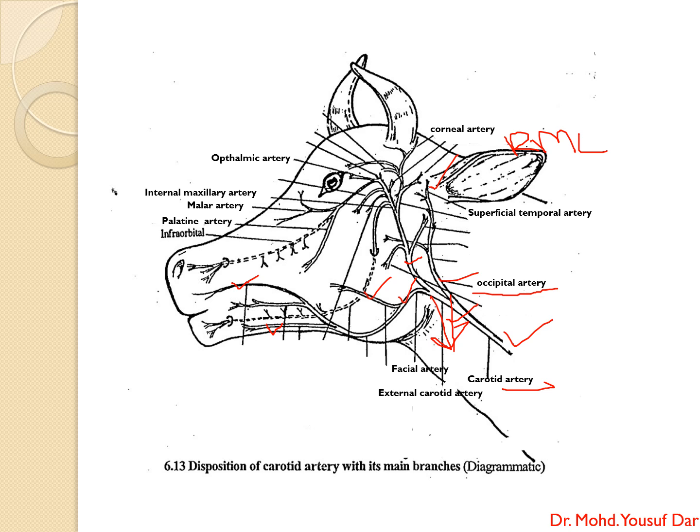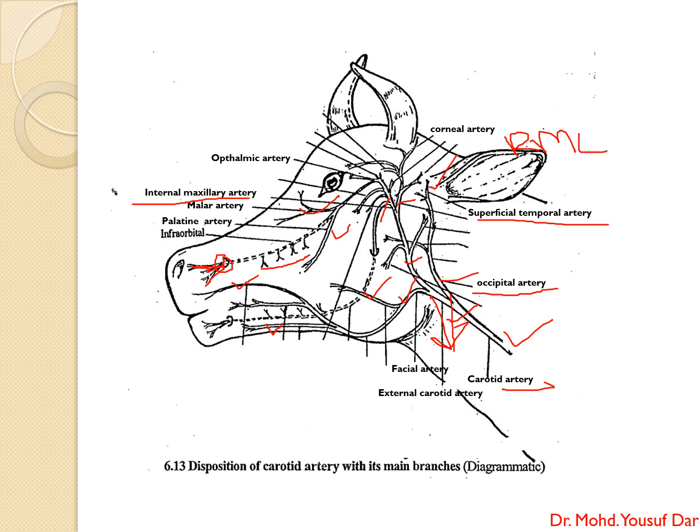Just below the temporomandibular articulation, it divides into the superficial temporal artery here, and this is the main continuation, that is the internal maxillary artery. This is the internal maxillary artery. Here it gives different collateral branches, and finally it terminates into the greater palatine artery. This is the malar artery, and here this is the infraorbital artery. The infraorbital artery goes via the infraorbital canal, then exits at the infraorbital foramen here. So these are the dental branches of the infraorbital artery.